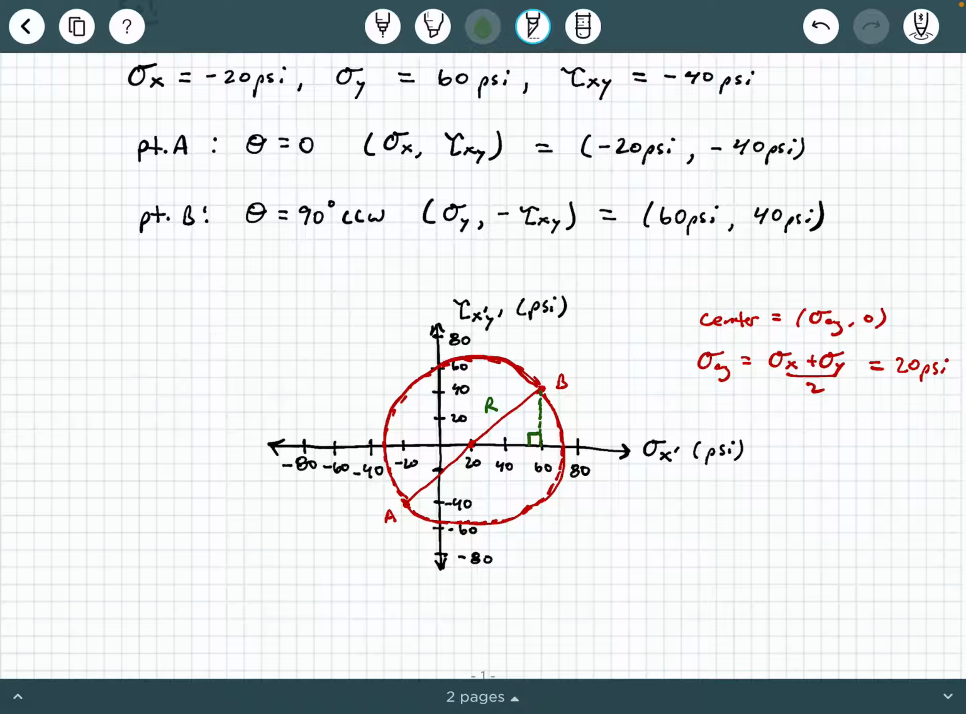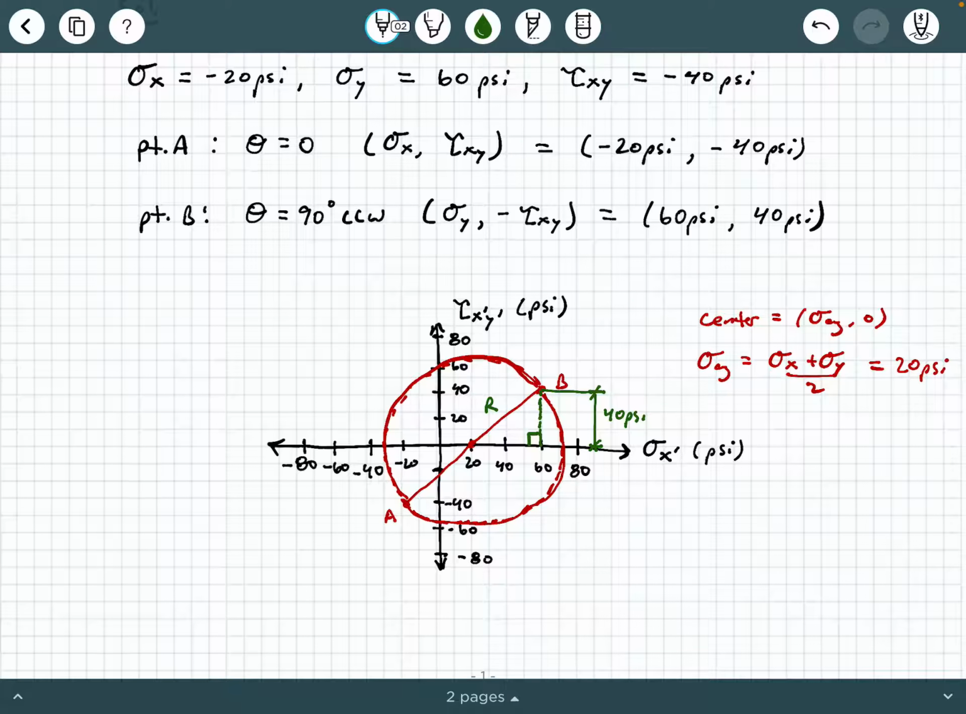Now, how do we do that? How do we know what the dimensions of this right triangle are? Well, the height of this right triangle is this dimension right here. That's the vertical component of point B. So that's just 40 psi. That's quite literally, this 40 psi is that dimension, okay?